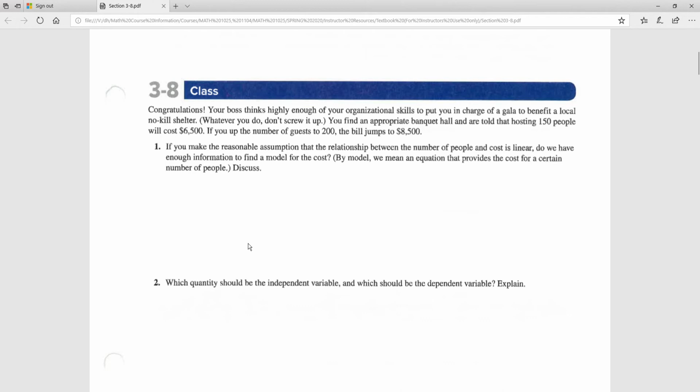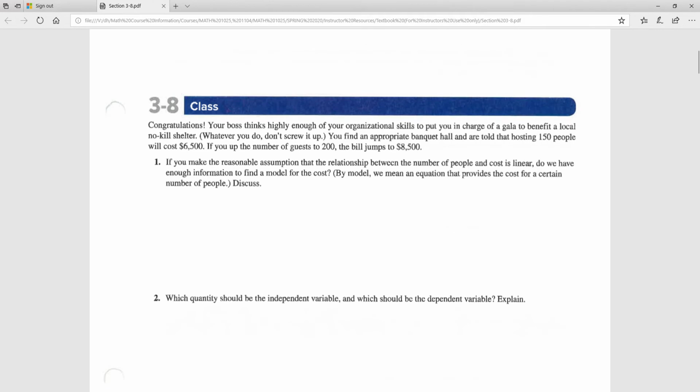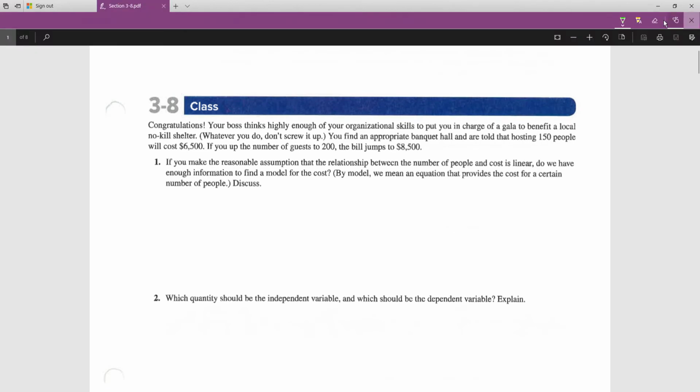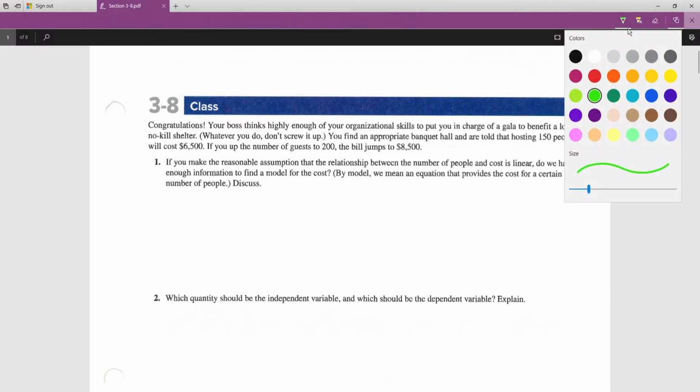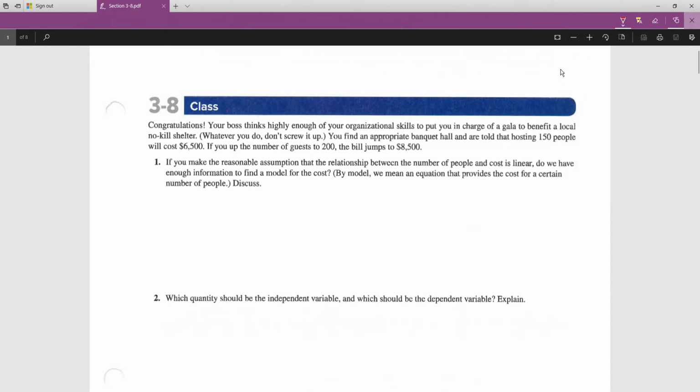But first, let's ask ourselves, if we make the reasonable assumption that the relationship between the number of people and the cost of the banquet hall is linear, do we have enough information to model this cost? And by model, we mean an equation that provides the cost for a certain number of people. So normally we would discuss that, but the answer is yes. We will find this out in a little bit, and we will be able to model this scenario and other scenarios.